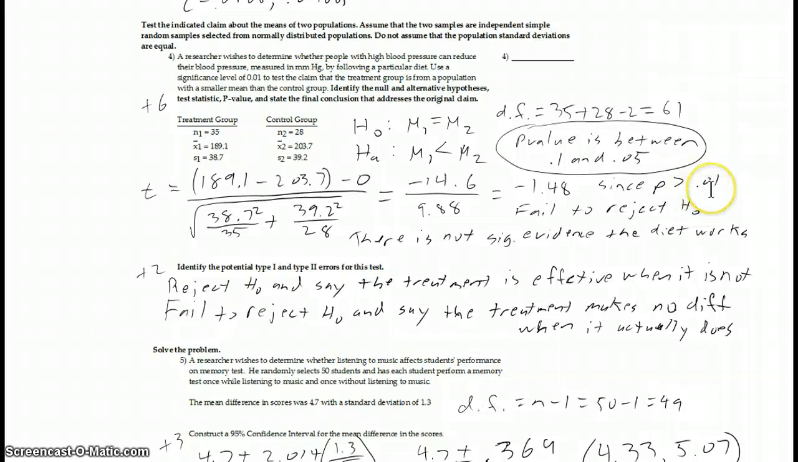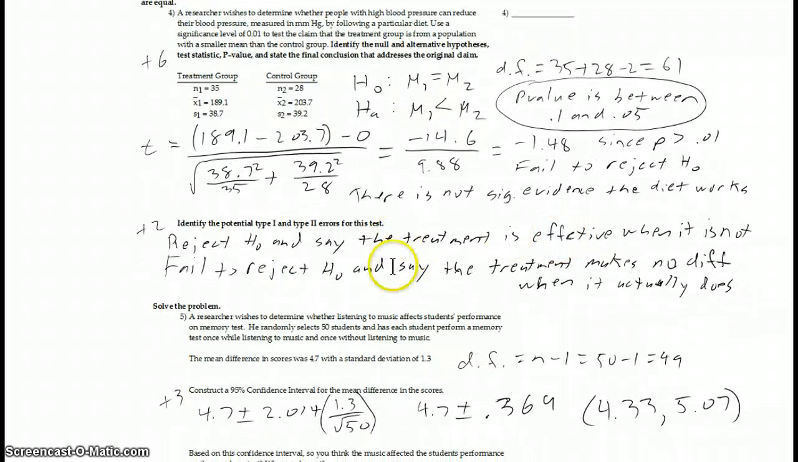Since that's greater than 0.01, which is our alpha level, we fail to reject the null. There's not significant difference that the diet is effective or that it's significantly lower in reducing blood pressure. So the type 1 error is to reject the null and say that the treatment is effective when it's not. The alternative is that you fail to reject, say the treatment makes no difference, but it really does.